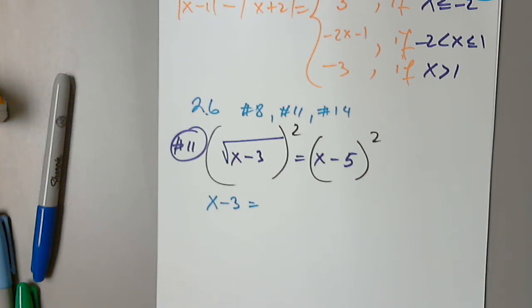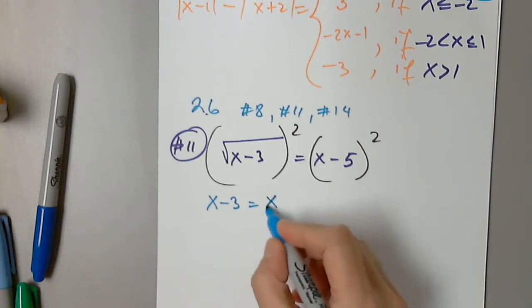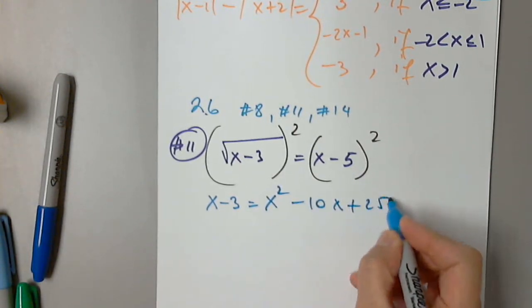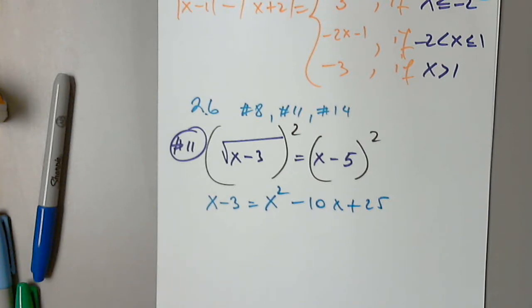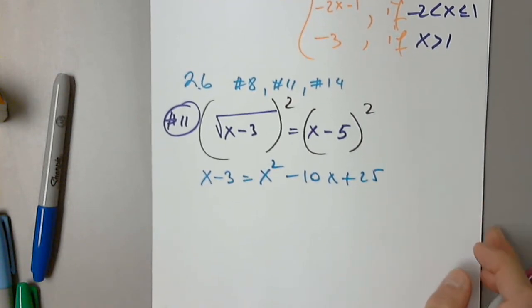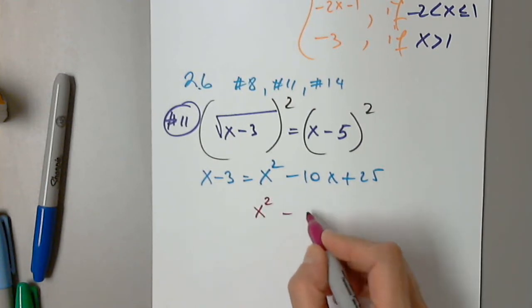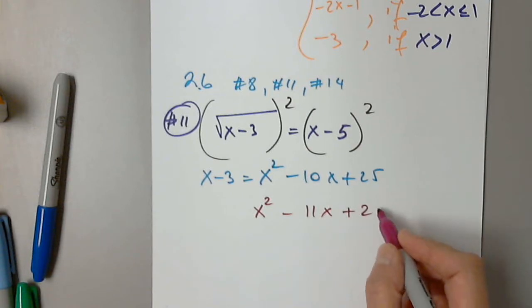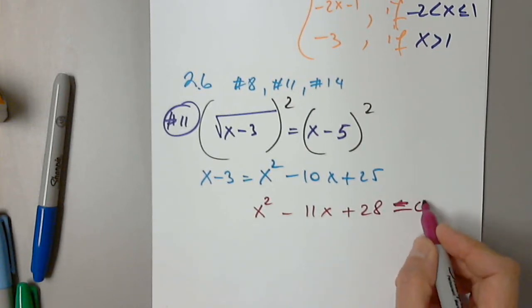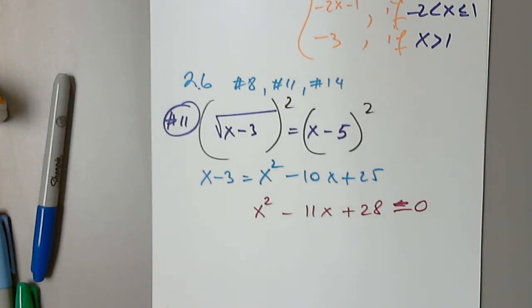x squared minus 2x times 5 plus 25. Very good. x squared minus 10x plus 25. We have an agreement. We signed it. You have it with you. So this is becoming now what type of equation? Excellent. So x squared minus 11x plus 28 is greater than or equal to 0. Equal to 0. So we moved x and we moved 3.